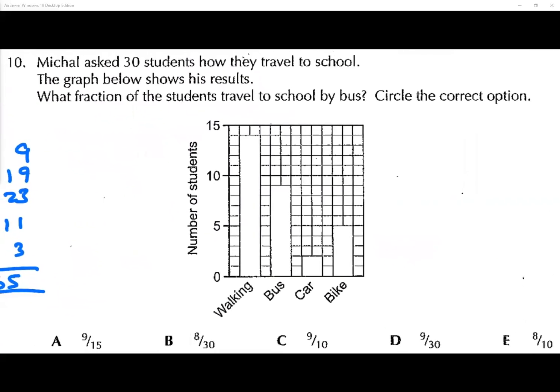Since you're there, let's do number 10 as well. Read. Michael asked 30 students how they traveled to school. The graph below shows his results. What fraction of the students travel to school by bus? So that's 30 and bus. We've got to go up to bus and across. So how many is that then? 9. We're 9 out of 30. So how do we express that as a fraction?